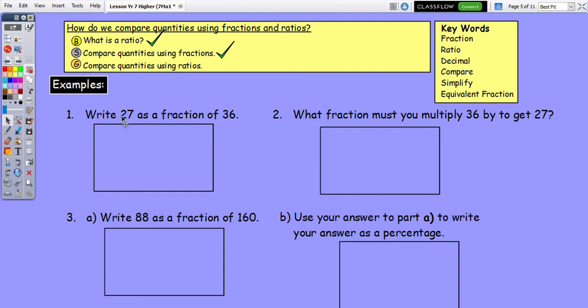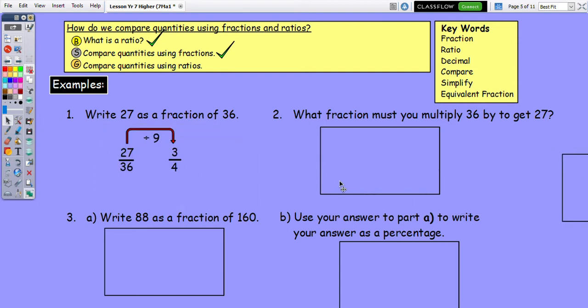A typical question could be, write 27 as a fraction of 36. We should all know what a fraction is, so this shouldn't come as any surprise. If I was to write 27 as a fraction of 36, I'd write it in this form, 27 out of 36. And it's good practice, remember, to simplify the fraction. So 27 as a fraction of 36 simplifies to 3 over 4.